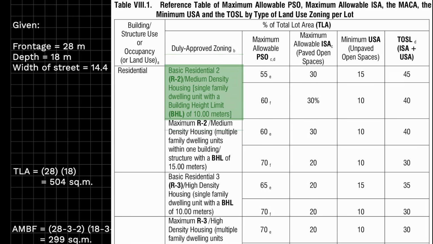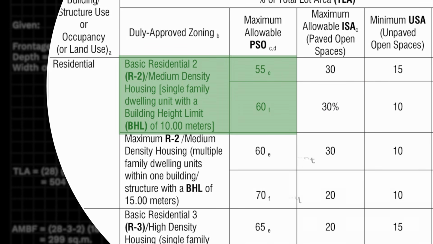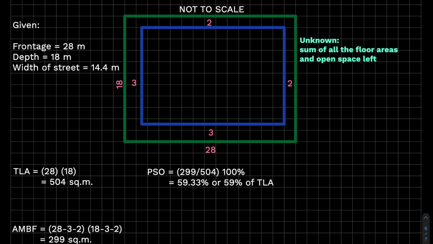You might have noticed that there are letters E and F after each number in the third column. The letter E stands for with easement, and the letter F stands for with a firewall. In our case, we will choose the values that align with R2 with the number that has the letter E. We will get 30% for ISA, and 15% for USA. Get the 30% and 15% of the total lot area and add them. We got 226.80 square meters.